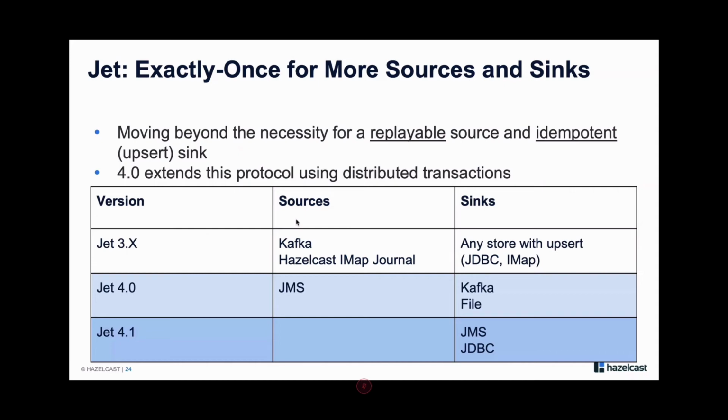And then we'll be adding more sources and syncs in the future. And currently what we have planned for Jet 4.1 is including JMS and JDBC as syncs. And I mentioned earlier that JDBC or any upsert-ready source can be used. And this new capability in Jet 4.1 for JDBC addresses that issue around triggers that you might have in your database and making sure that you don't write or do an upsert that triggers a trigger a second time.